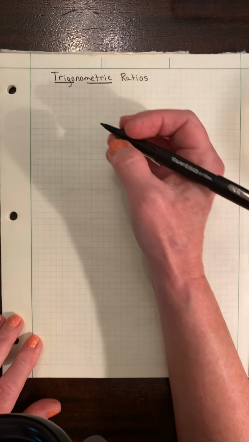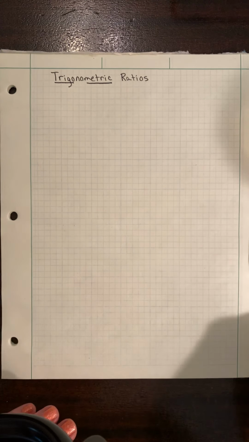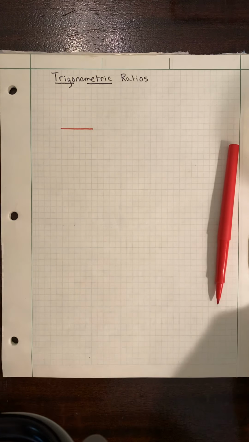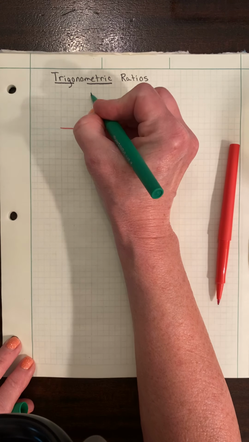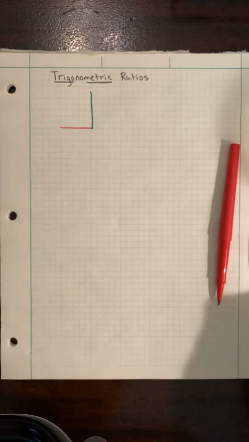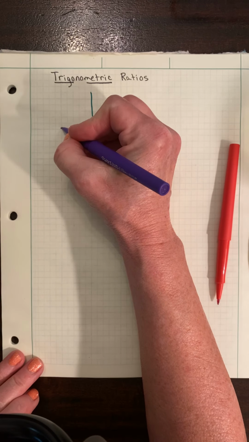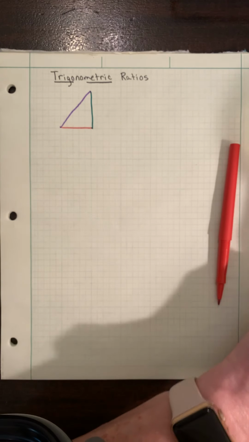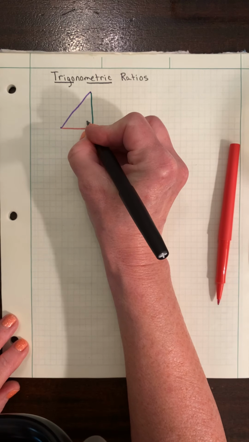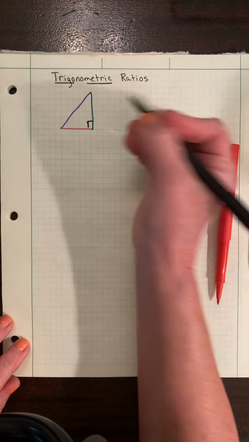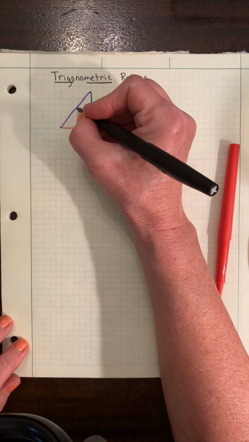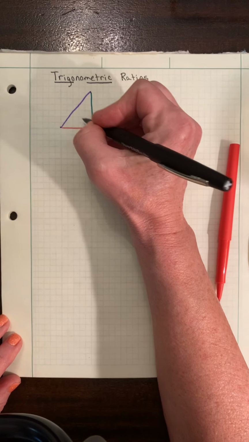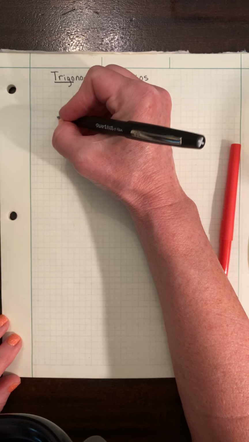Now, I said this has to do with right triangles, so let's draw a right triangle. Now, this is a right triangle because it has a right angle in it. And we need to remember that this longest side, the side across from the right angle, no matter which way I turn this triangle, the one across from the right angle is the hypotenuse.